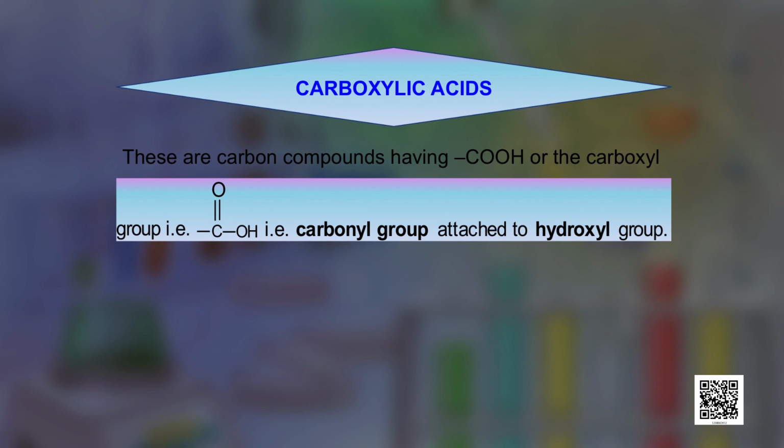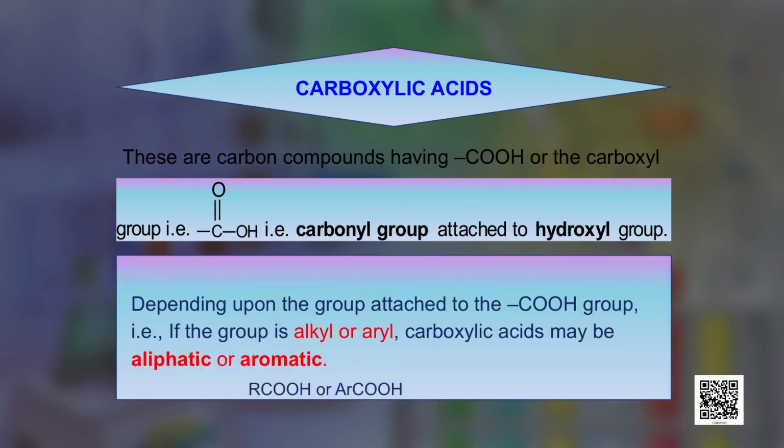So, let us first know what are carboxylic acids. These are carbon compounds having a COOH or the carboxyl group in their structure, and depending upon the group attached to the COOH group, that is if the group is alkyl or aryl, the carboxylic acids are called aliphatic carboxylic acids or aromatic carboxylic acids, as we can represent them by RCOOH or ArCOOH respectively.